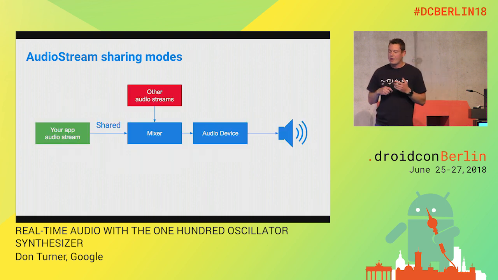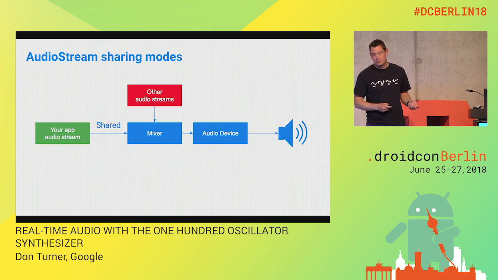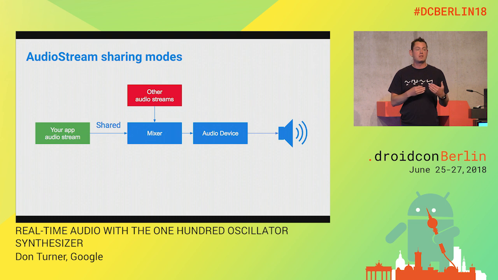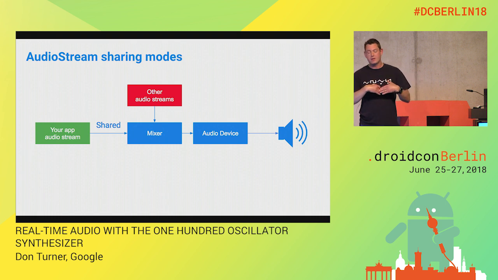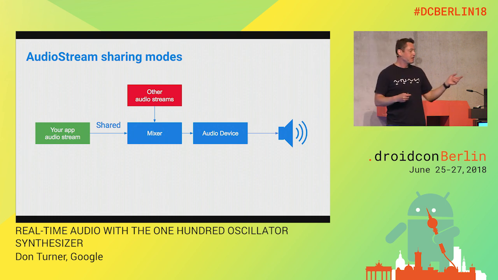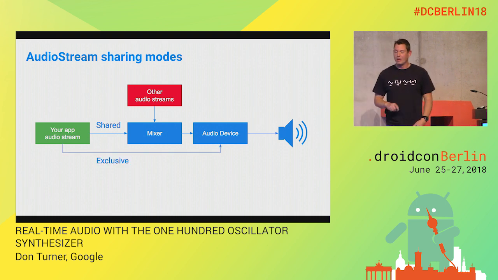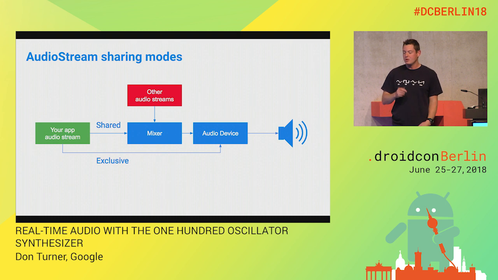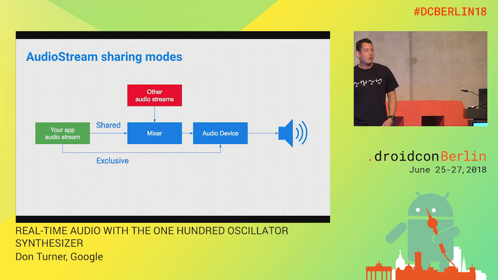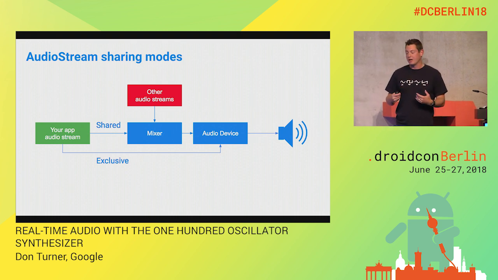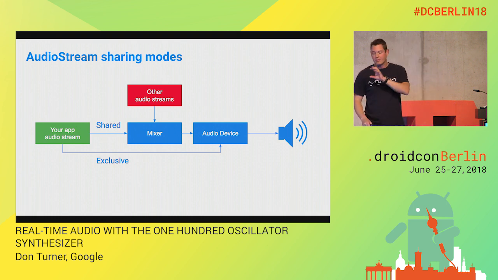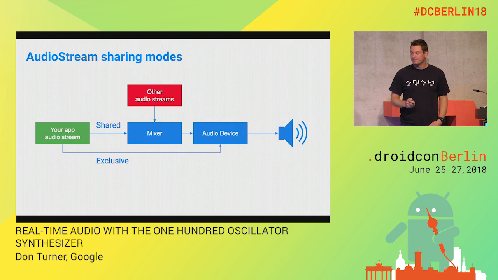Next, we have this concept of a sharing mode on an audio stream. By default, your app shares its stream with all other audio streams on Android. All these streams run into a mixer, and then they all go through the audio device. So any system sounds occurring on this device would also be played at the same time as our app. But on API 27, we introduced a new mode called exclusive, where if the audio device supports it, and it needs 4 input channels to support it, then you can have an exclusive stream straight to the audio device. It cuts out the mixer and cuts out a few milliseconds of latency.